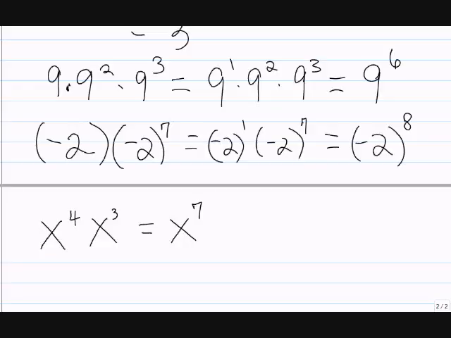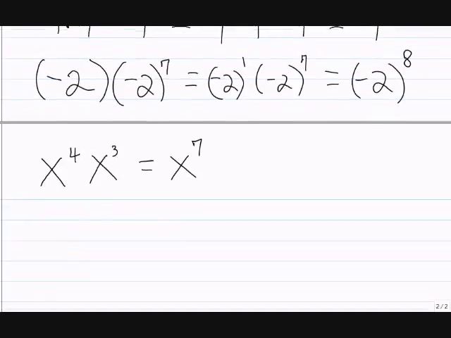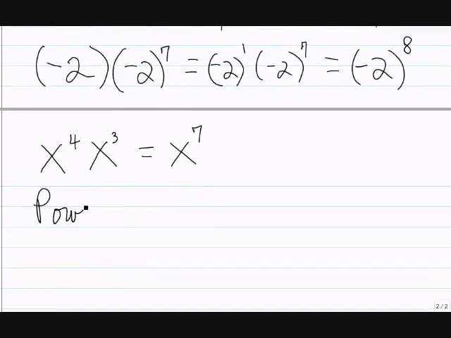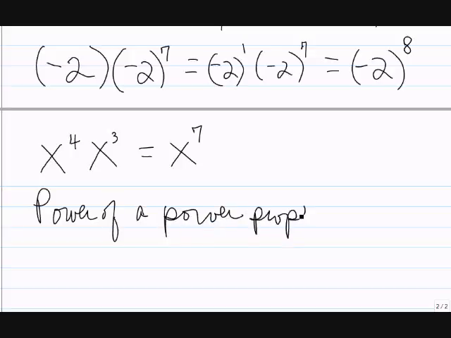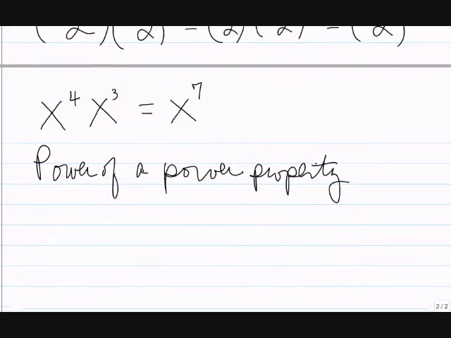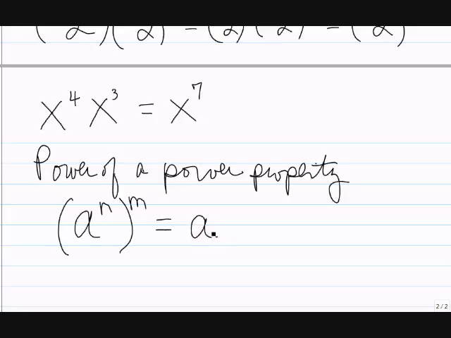Oh, now we get to use the other property. Power of a power property. Okay. So the power of a power property says that if I've got some number A to some number n power, and I put parentheses around it and raise it to another power, that is A to the, don't add them, multiply the exponents, n times m power.